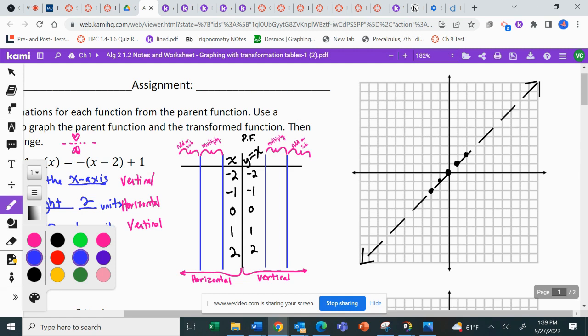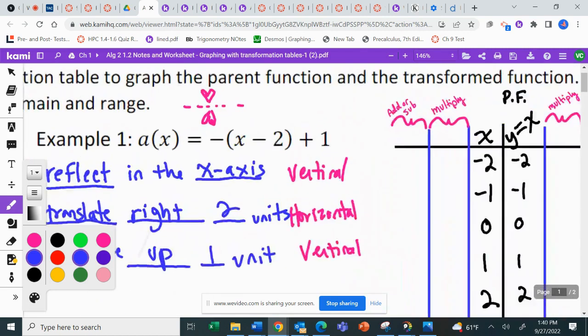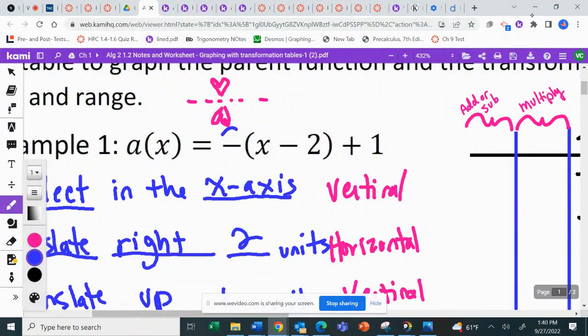Okay. So now I'm going to look at the transformations we already wrote down. And that's the stuff we've been doing forever. We've been writing down transformations. Not forever, but seems like it. And the first one that I come to, the reflect in the x-axis, that's vertical. And when we have a negative on the outside, like this, that's multiply.